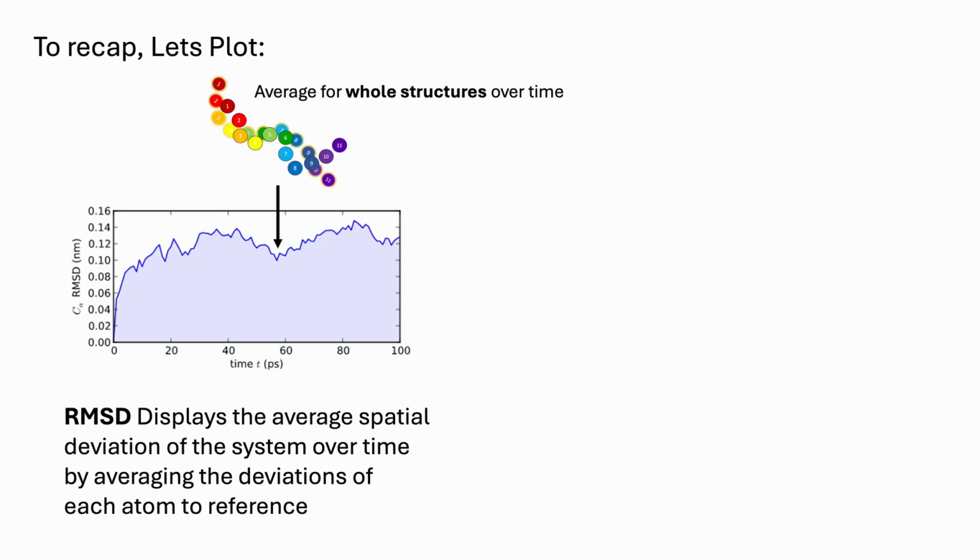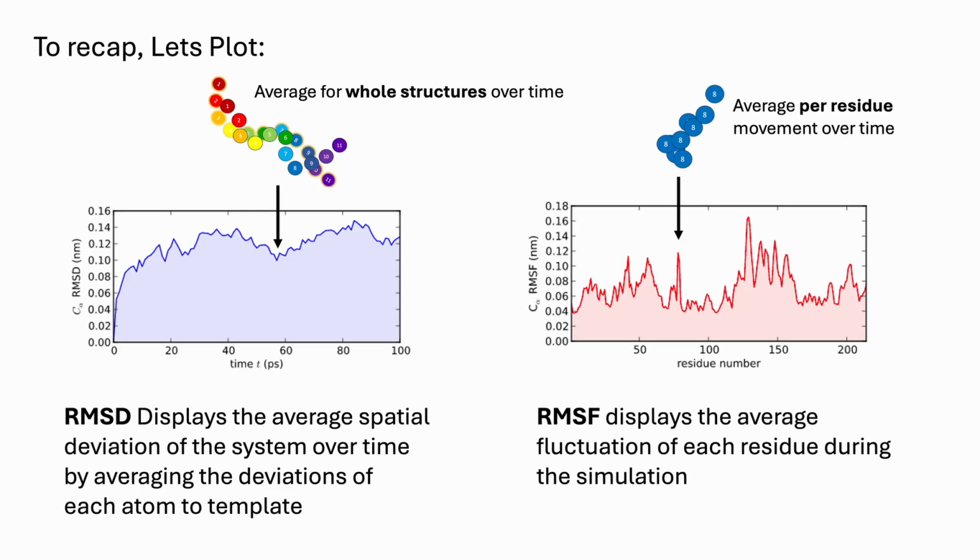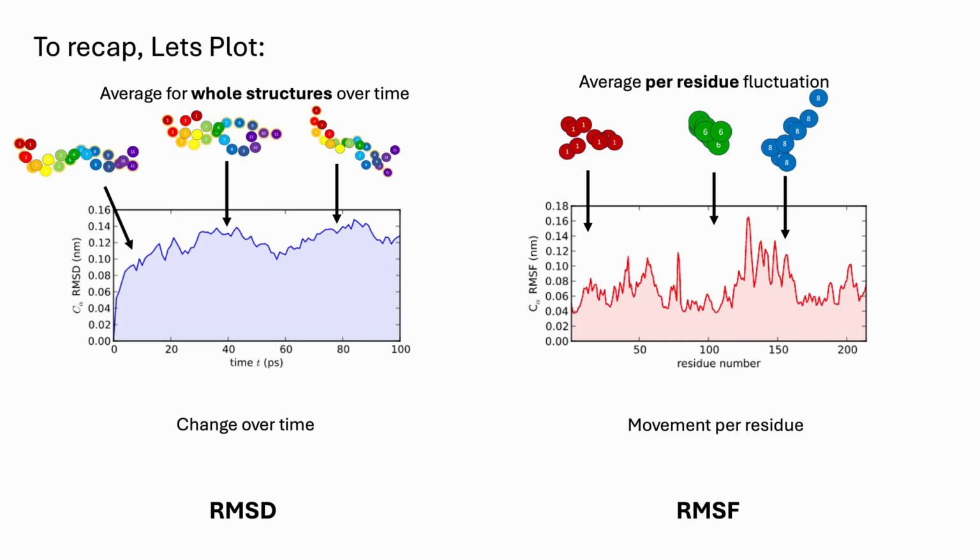Let's recap these two methods. First, RMSD. RMSD tells us the average spatial deviation of the system over time by averaging the deviations of each atom to the reference. On the other hand, RMSF displays the average fluctuation of each residue during the simulation. So, RMSD quantifies change over time. It tells you when things have changed more. On the other hand, RMSF tells you the movement per residue. Basically, which residue moves more.